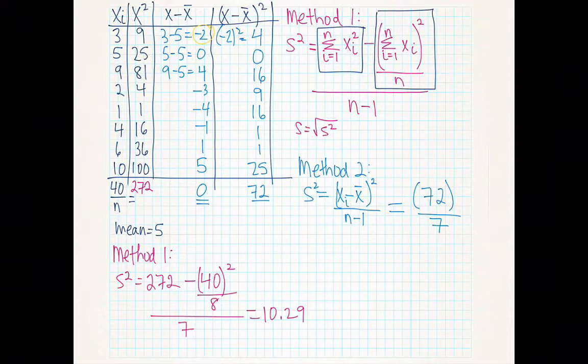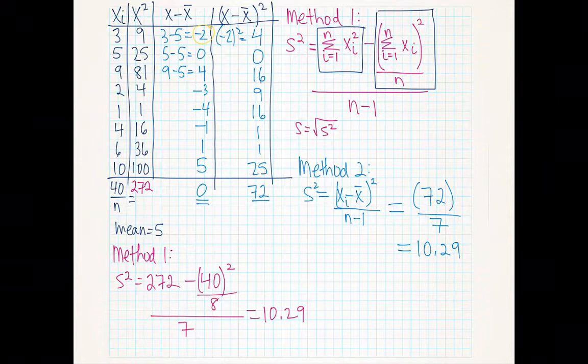And so that will give you the value of your sample variance. The next step would be to plug the value into the formula for standard deviation. And so here we have 10.29. And so using either method, we can arrive at the sample variance.